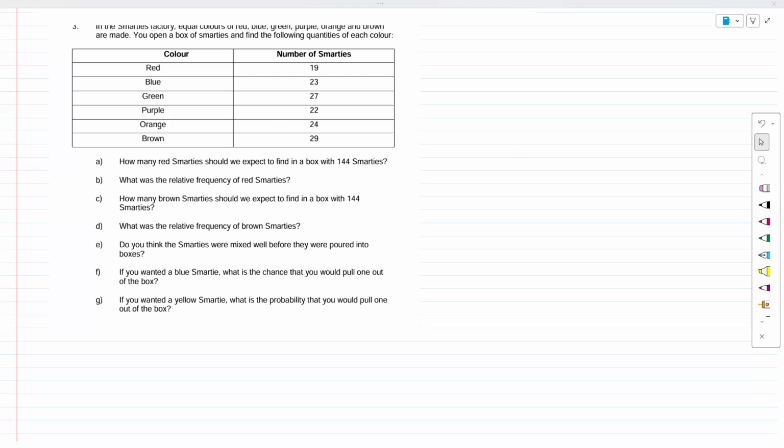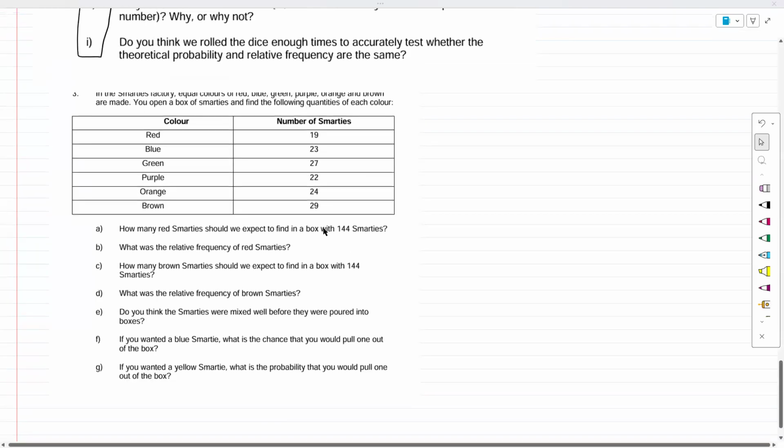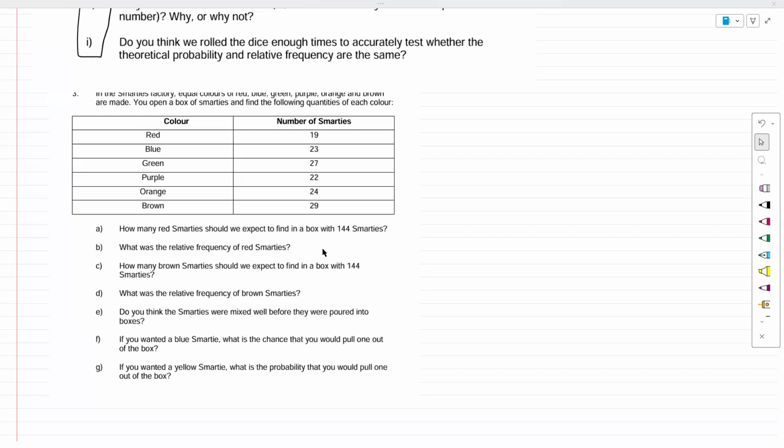Now, when it comes to the relative frequency, please understand that it is easy, but your questions will never be this easy in the exam. You just need to understand what happens, right? Firstly, okay, cool. So there's a Smarties factory and there's equal colors of red, blue, green, purple, orange, and brown made. I apologize, I cut off the question. You open a box of Smarties and you find the following quantities of each color. Now, how many Smarties should we expect to find in a box?